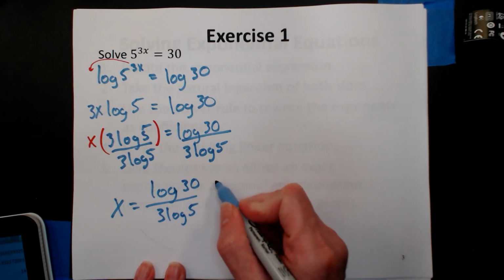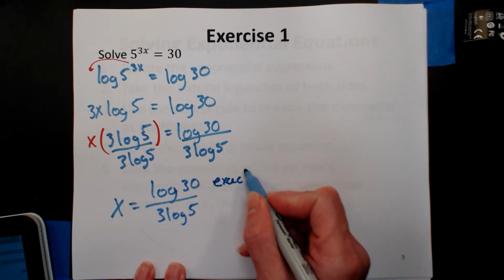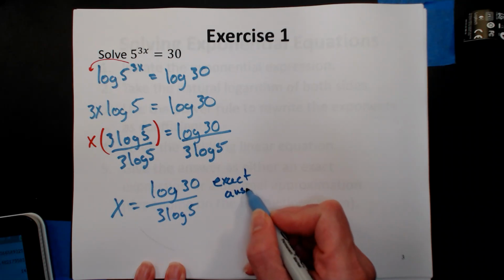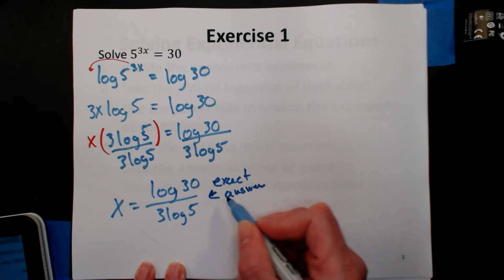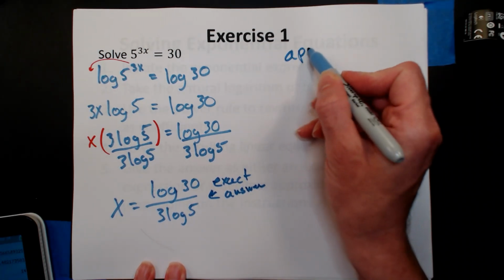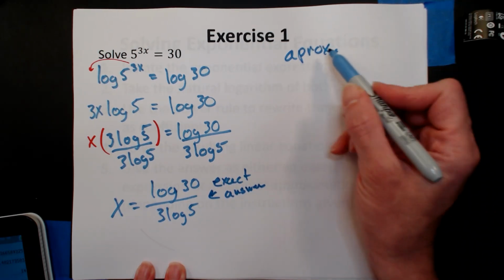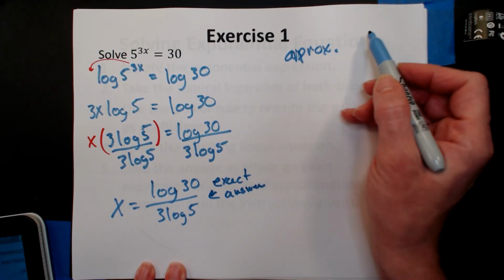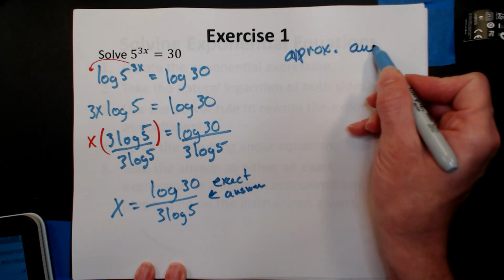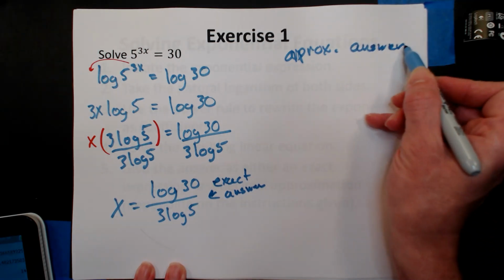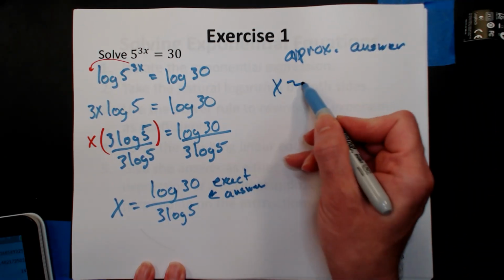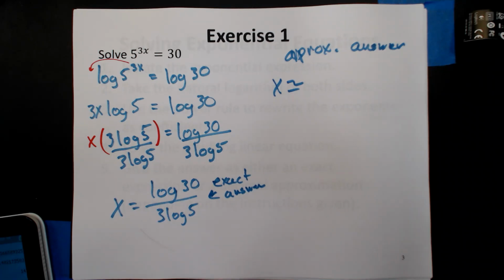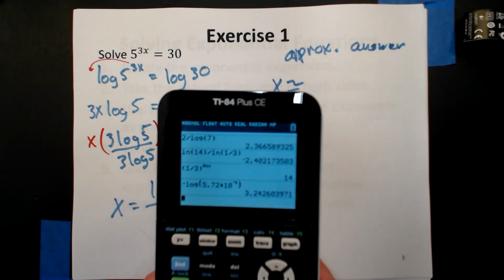So if the homework asks for the exact, that's this. Over here it wants the approximate. Two p's in approximate answer. And that's when you approximate it. So you round it off, usually to anywhere from 2 to 4 decimal places depending on the instructions.